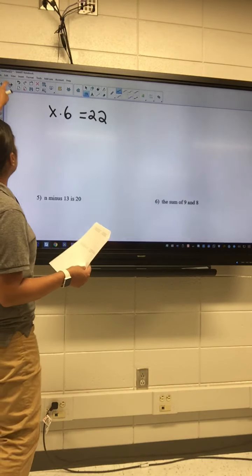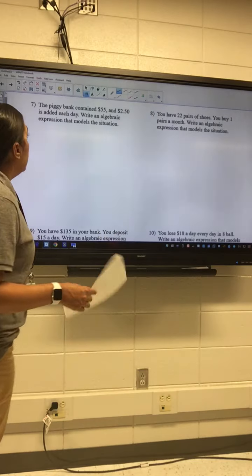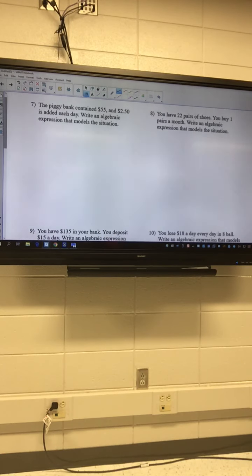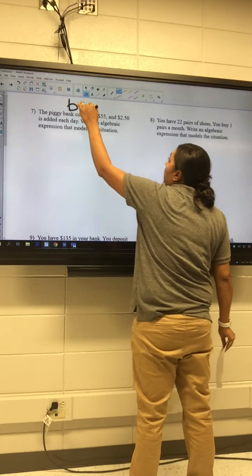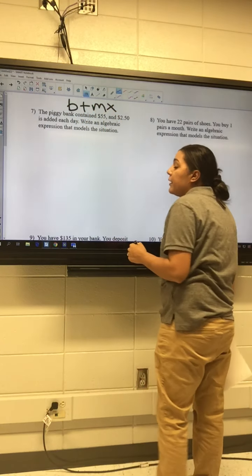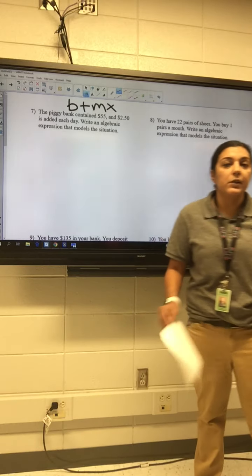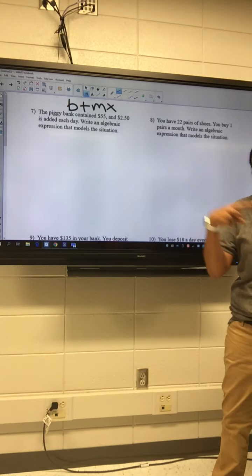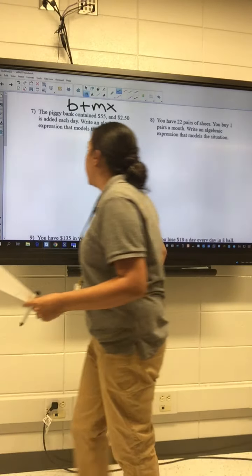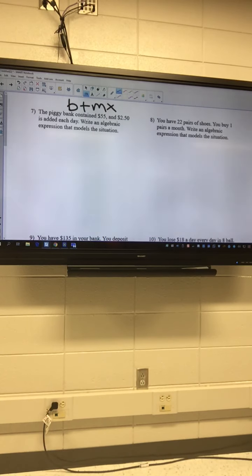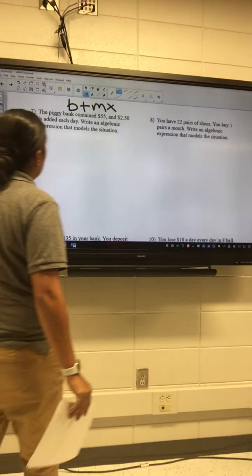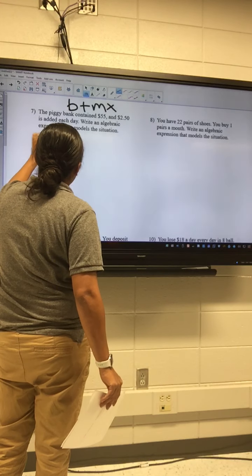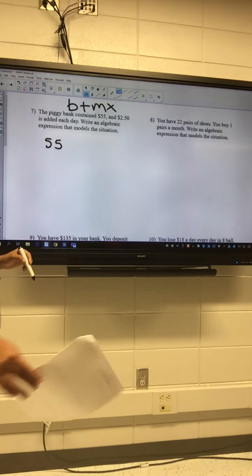Go to number 7, the next page. These are all going to be in the form of b plus mx, where b is your starting value and m is your frequency. So it says the piggy bank contains $55 and $2.50 is added each day. Write an algebraic expression. So how much did we start with? 55, and we added $2.50 each day.